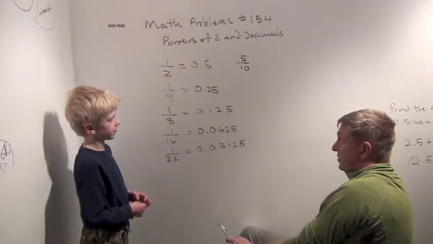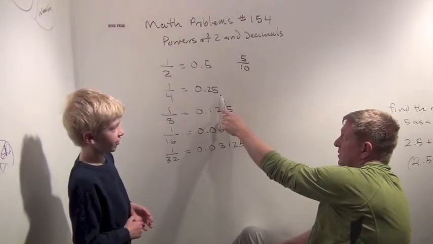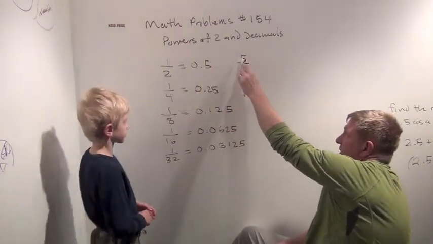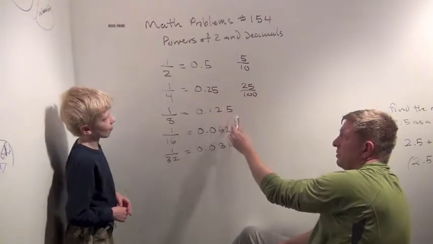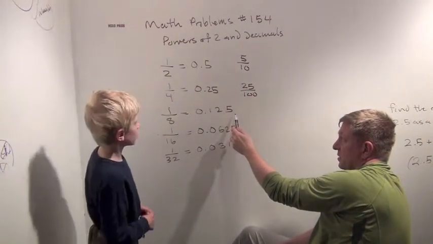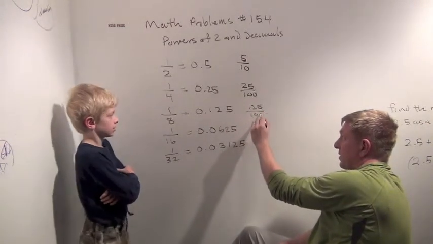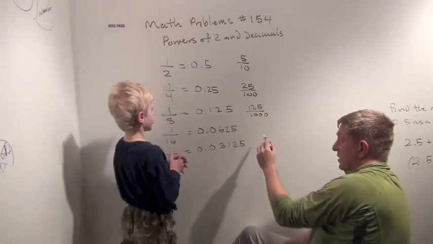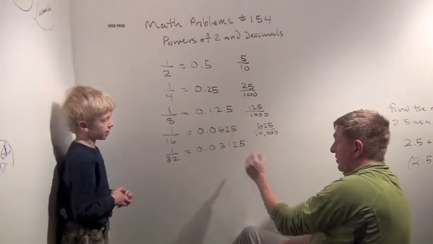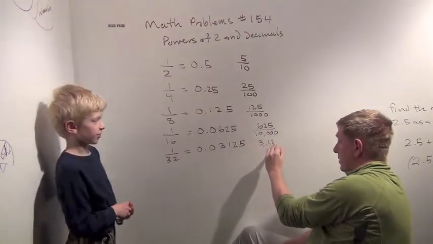It's 2.5 over 10. And what is it over 100? Over 100, it's 25 over 100. So this is 5 over 10, this is 25 over 100. What would this one be? Over 1,000, it would be 125 over 1,000. This one would be 625 over 10,000. And what about this one? 3125 over 100,000.